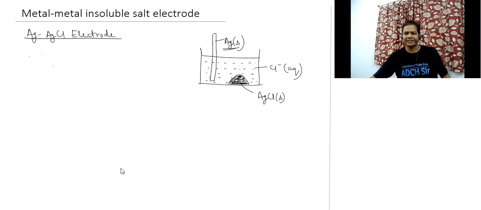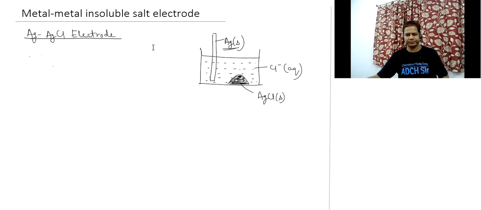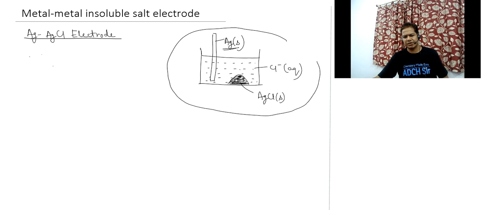Today's topic is an important topic in electrochemistry, calculation of electrode potentials for metal insoluble salt electrode. I'll explain this with the help of an example, and then we'll do some numerical problems based on this. We'll talk about the AgCl electrode: a silver electrode dipped in a solution of chloride ions containing some silver chloride precipitate. This is the typical construction. I have drawn the diagram; the typical construction is on the right hand side.